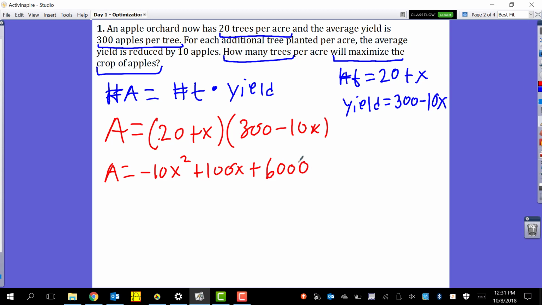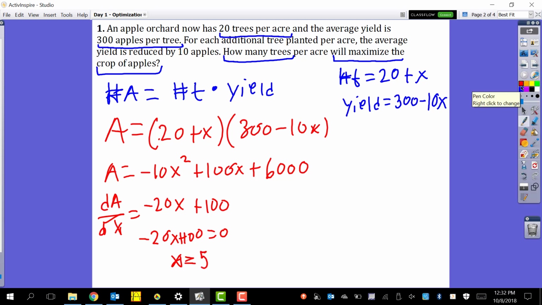Now, if we're trying to maximize something, which is what optimization is, maximizing or minimizing, that means we want to find where the derivative is equal to 0, which means we need to take the derivative of this. So dA over dx equals negative 20x plus 100. Okay, so now we have our equation. We're trying to find the critical points, which means we need to set this equal to 0. So negative 20x plus 100 equals 0. So this tells us x equals 5 trees.